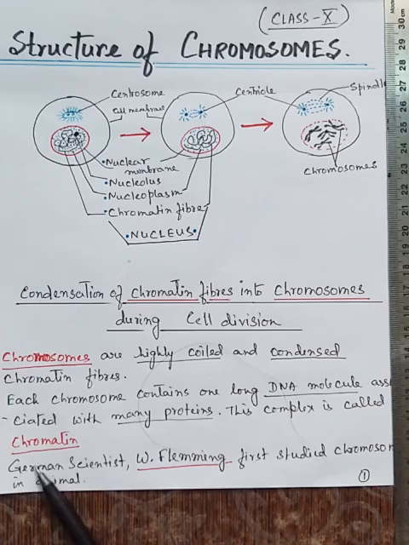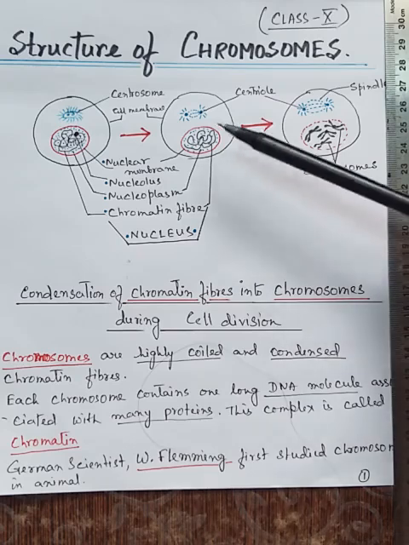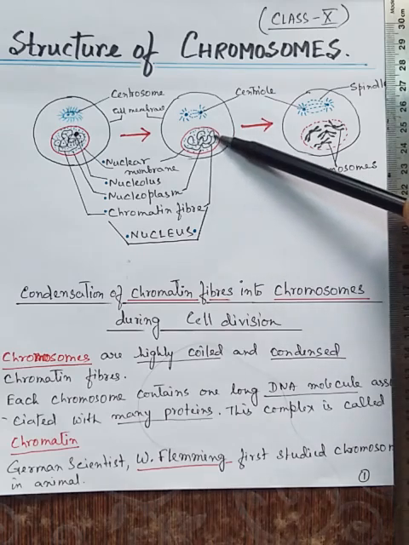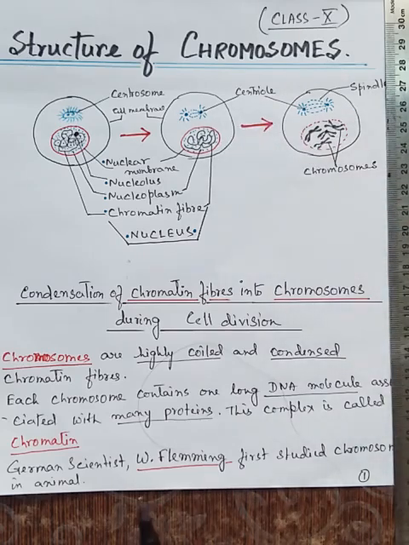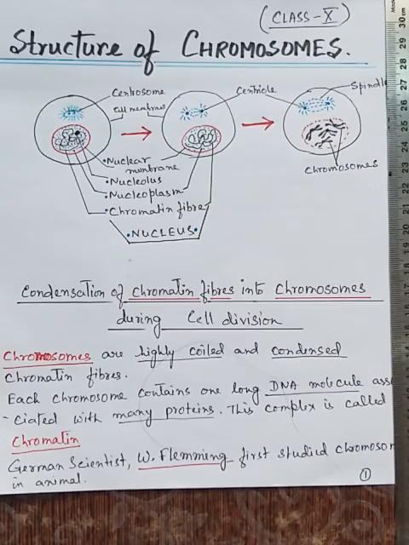Now what is the definition of the chromatin? The chromatins are the thin structures, coil-like structures, that is nothing but the chromatin fibers. So the chromatins are here. The chromosomes are the chromatids. Both the things were studied by one German scientist, that is W. Fleming.